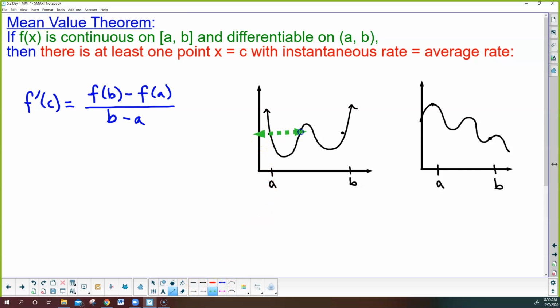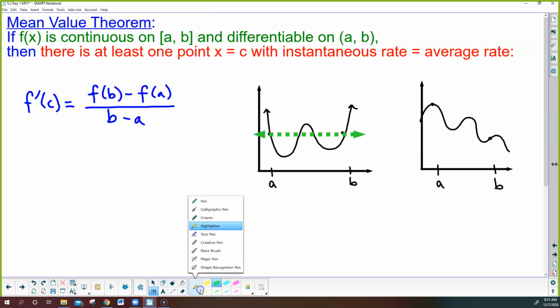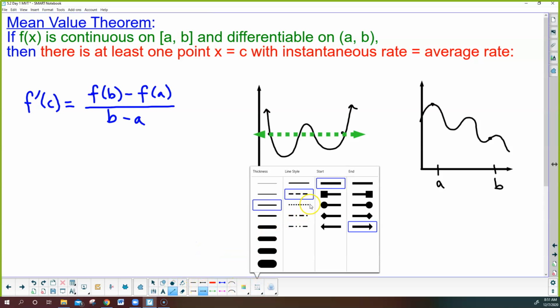Okay, I'm going to show you another graphical visualization here, just so you can see it, but you don't have to write the graph part down.